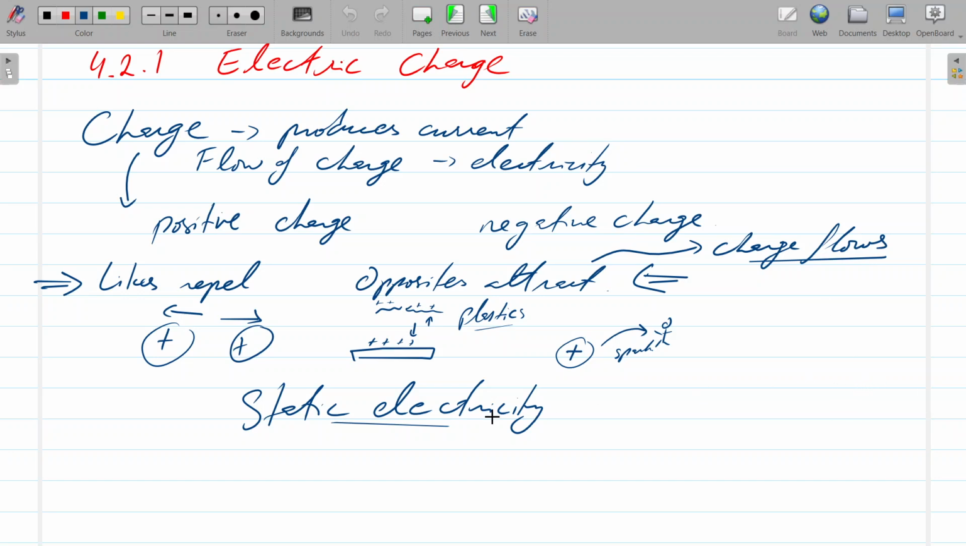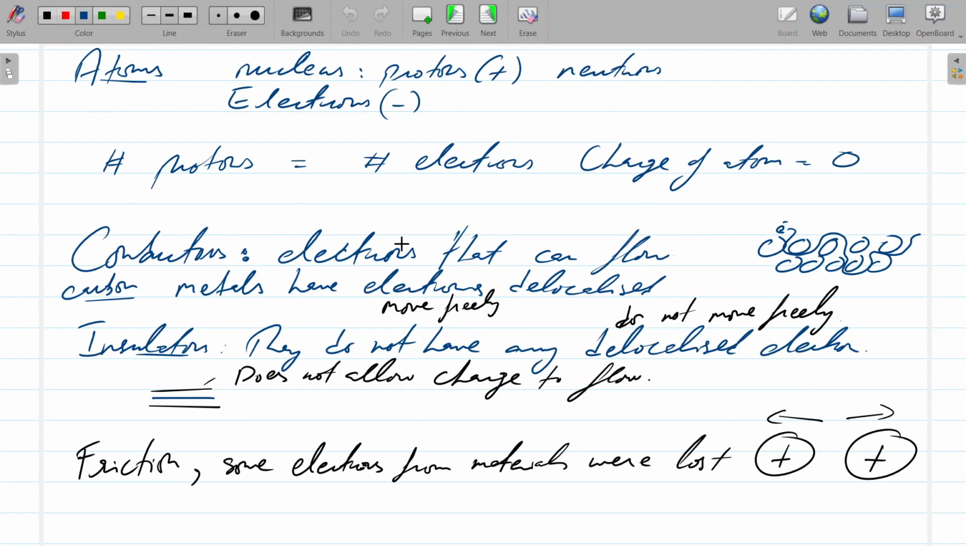We talked about static electricity. We shared a video or two videos about that. We talked about how the atom is. So the atom has a nucleus with protons that are positively charged. We got neutrons, and then around the nucleus we have electrons that are negatively charged. And in an atom, right, to start off with, we have the same number of protons and electrons.